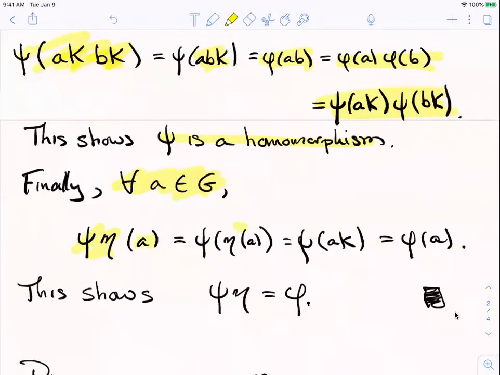By definition of function composition, that means plug a into eta and then plug that into psi. Eta is the canonical homomorphism. Eta just sends a to its coset. The psi of a coset is phi. So at the end of the day, what have we shown? We've shown that the function psi composed with eta and the function phi do the same thing to everything in their domain. That's exactly what it means for two functions to be equal. That concludes the proof of the first homomorphism theorem.